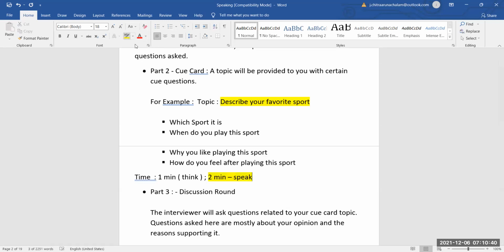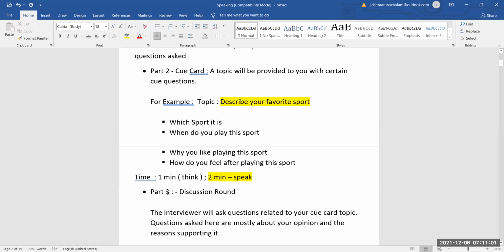Yes, of course, the examiner may stop you at 1 minute or 1.5 minutes, or he may ask you to talk for the complete 2 minutes. So during your practice sessions, try to speak for a complete 2 minutes, because that is also one of the challenging tasks. So this is all about the cue card session.